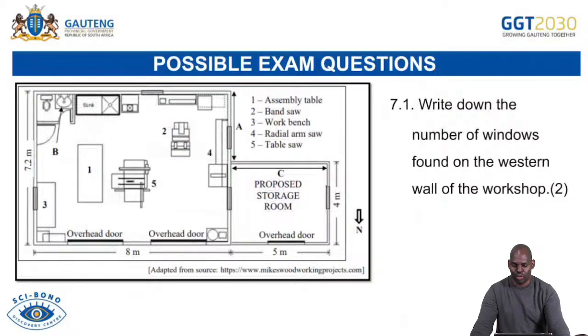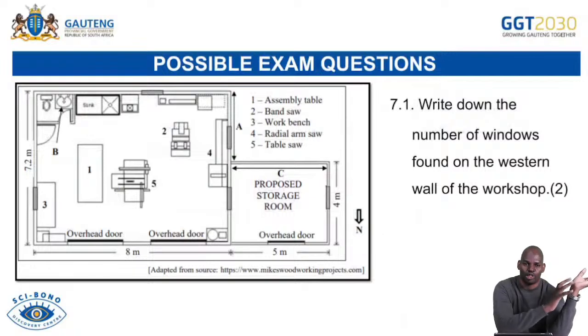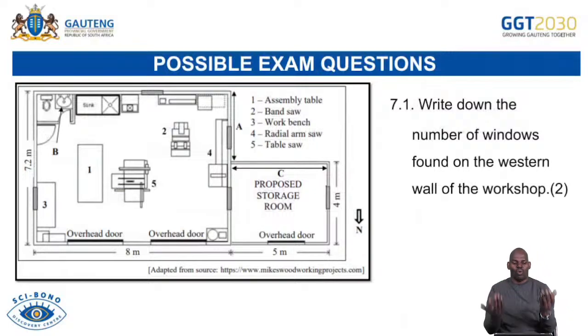Write down the number of windows found on the western wall of the workshop. Boys and girls, again, very, very easy. But in this case, the examiner did not indicate the symbols and the meaning. So obviously from your experience in the classroom, from all the activities that you would have done, you should have an idea of how a symbol for a window looks like. So write down the number of windows found on the western wall of the workshop.